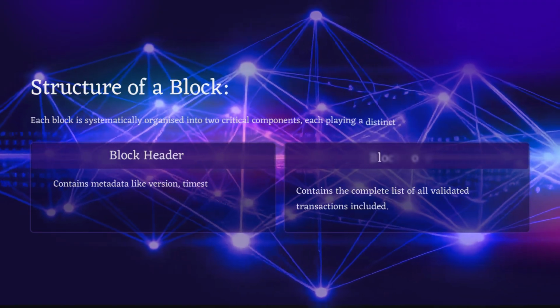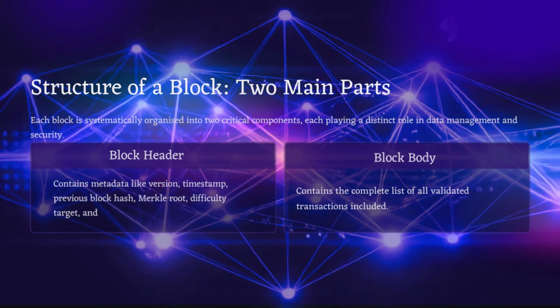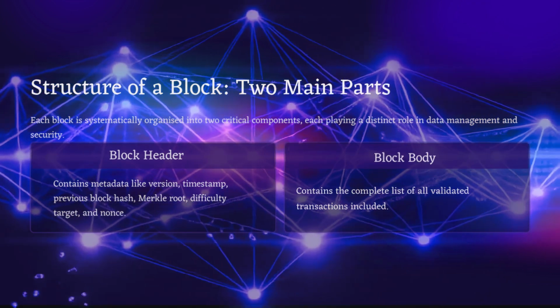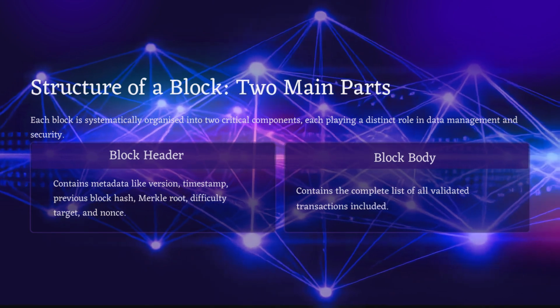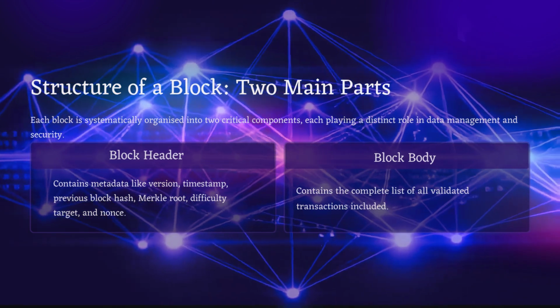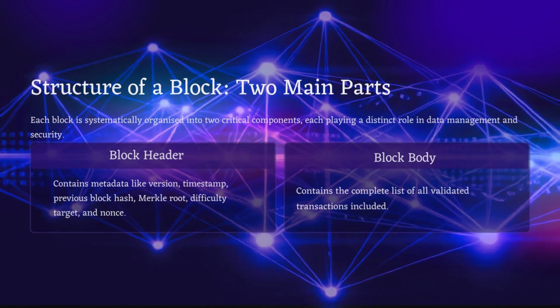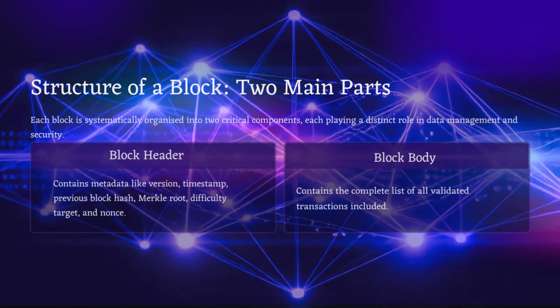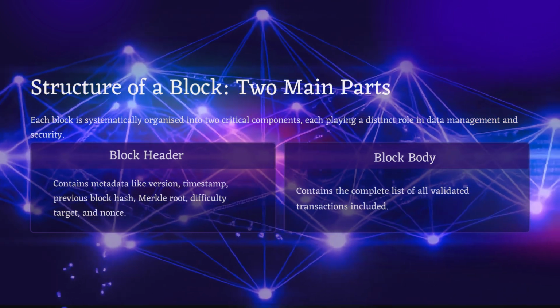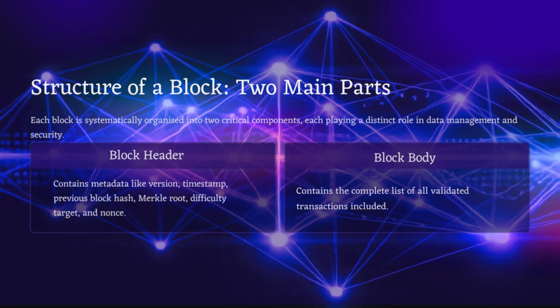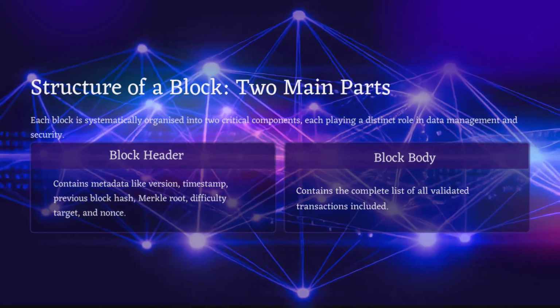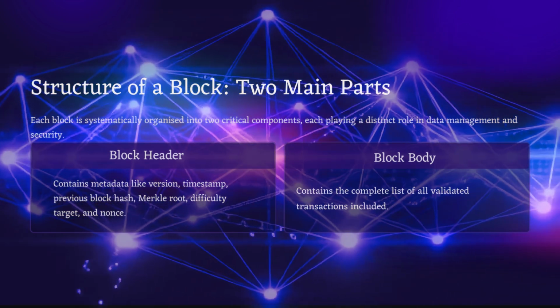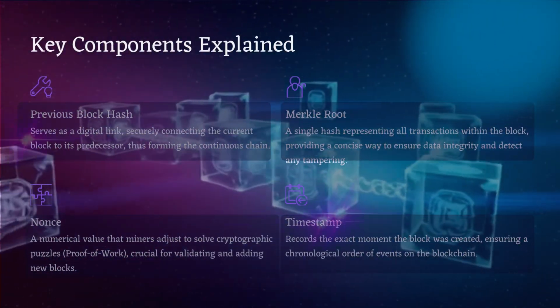Each block has two main parts: the header, which stores important information like timestamp, difficulty, previous block hash, and the Merkle root, and the body, which holds the actual list of validated transactions. Think of it like a book. The header is the title page, giving you the summary, and the body is the detailed story of what happened inside that block.